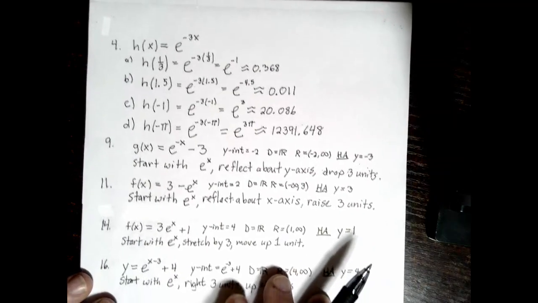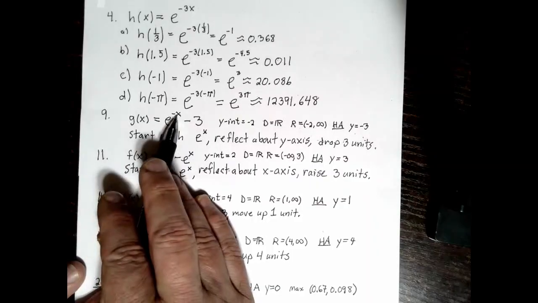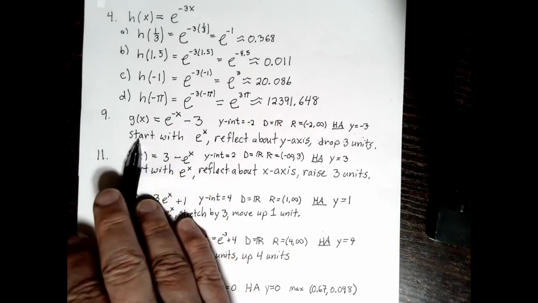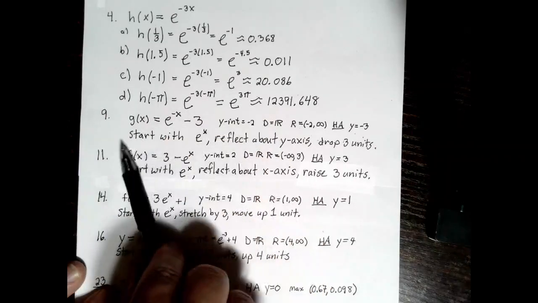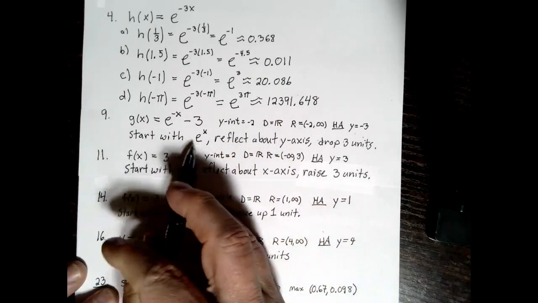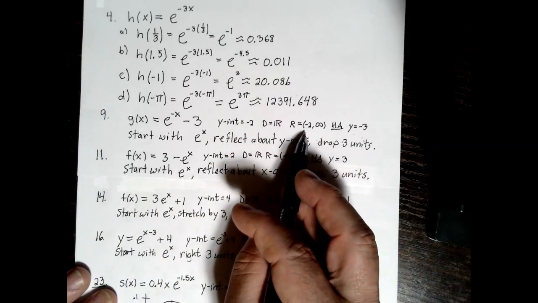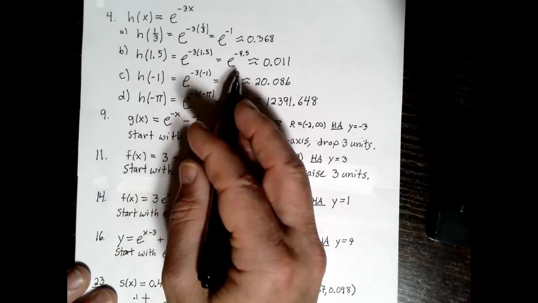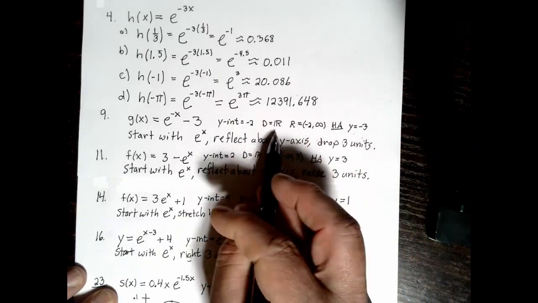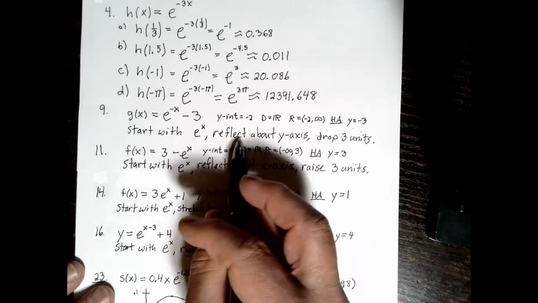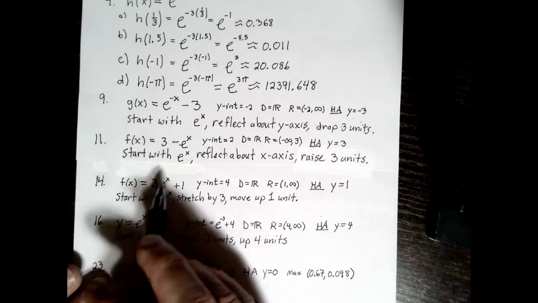Number 9, they ask you to figure out how it is shifted. Well, you start with e to the x, and then the negative in the exponent flips it on the y-axis, and then the subtract 3 drops it 3 units. So your asymptote that was at 0 is now at negative 3. Your range goes from -2 to infinity, and your domain is everything. Your y-intercept is -2. When you plug in 0 here, you get -2.